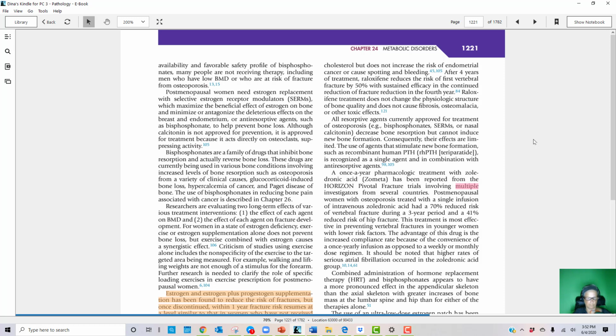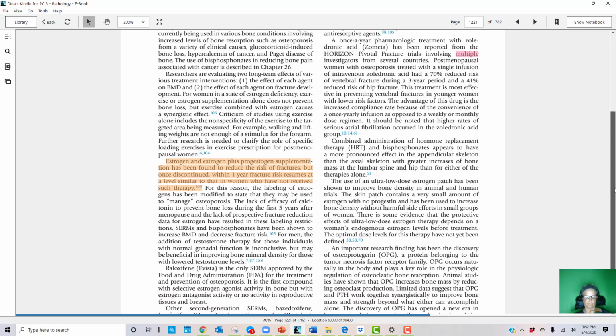For women in a state of estrogen deficiency, exercise or estrogen supplementation alone does not prevent bone loss, but exercise combined with estrogen causes a synergistic effect. Criticism of studies using exercise alone include the non-specificity of the exercise to the targeted area being measured. For example, walking and lifting weights are not enough of a stimulus for the forearm. Further research is needed to clarify the role of specific loading exercises in exercise prescription for postmenopausal women.